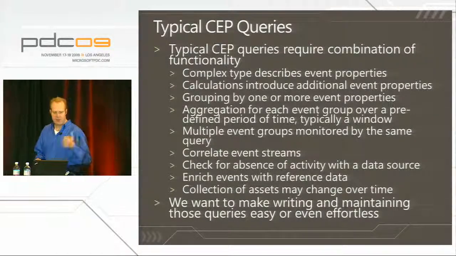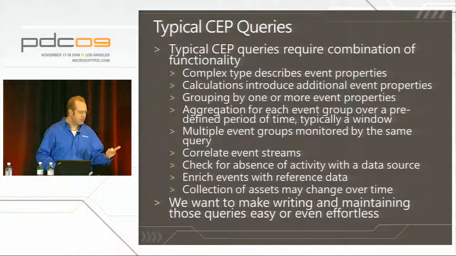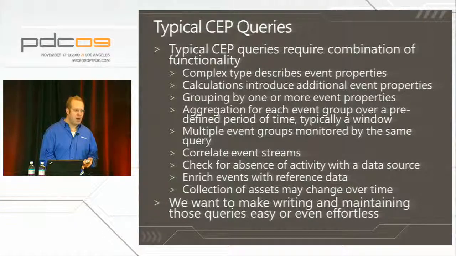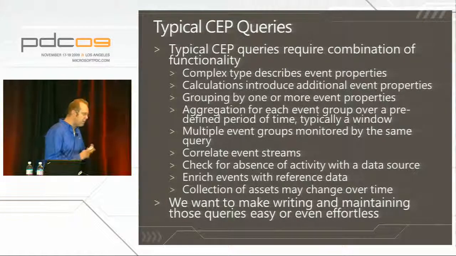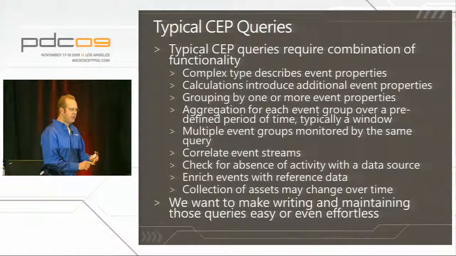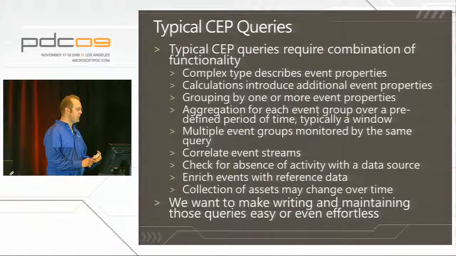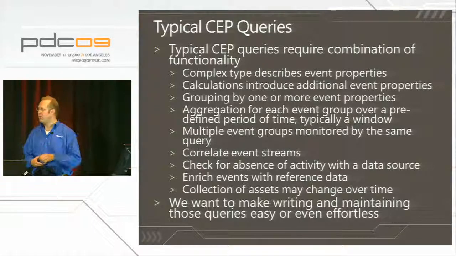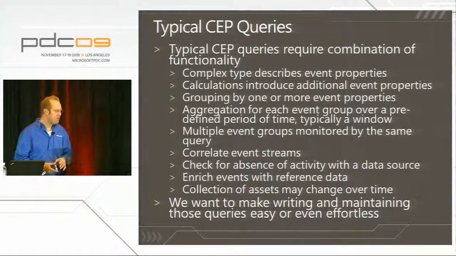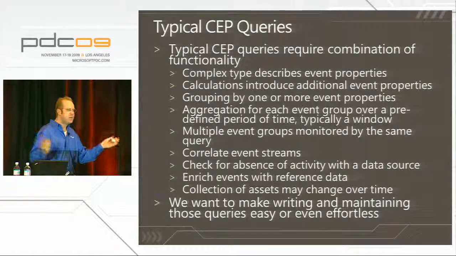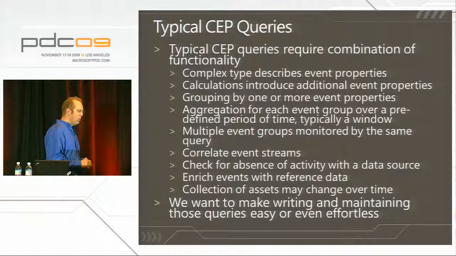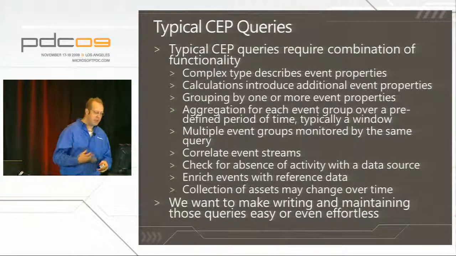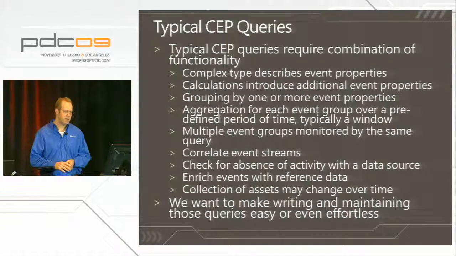Once we've done that, so we have defined the type, we've defined a stream over the type, we have bound the stream to an adapter, then we can start writing queries over it. So what are the things that we want to do in those queries? This is a somewhat random list of requirements that we have seen that are consistent across the different industries and verticals. Well, we were already talking about the complex properties, the rich payloads that we want to support.